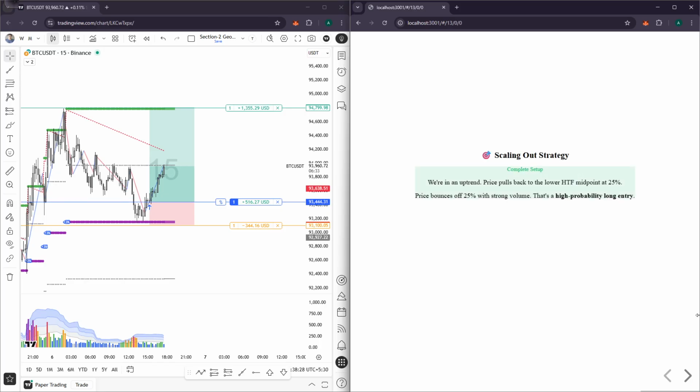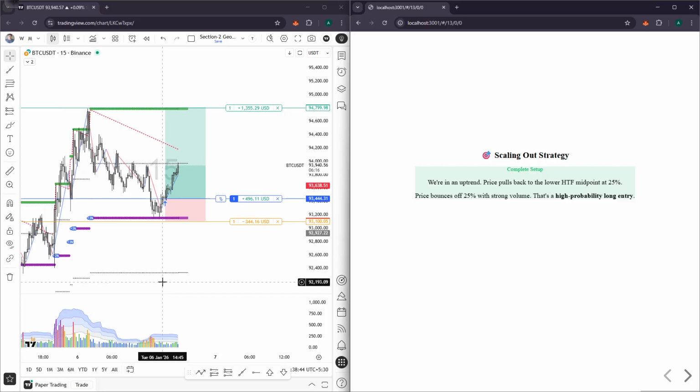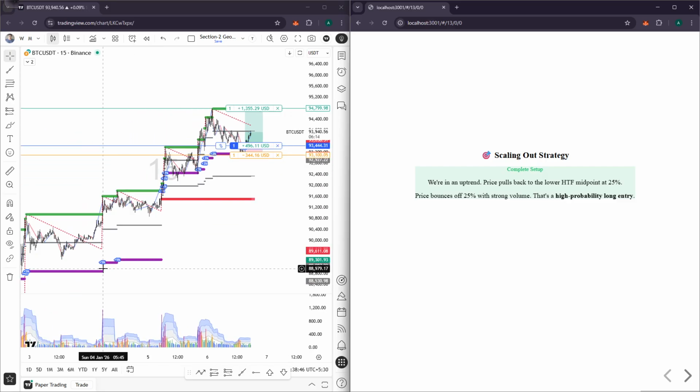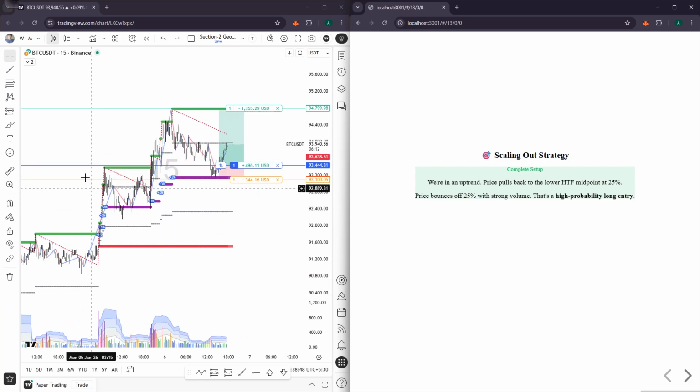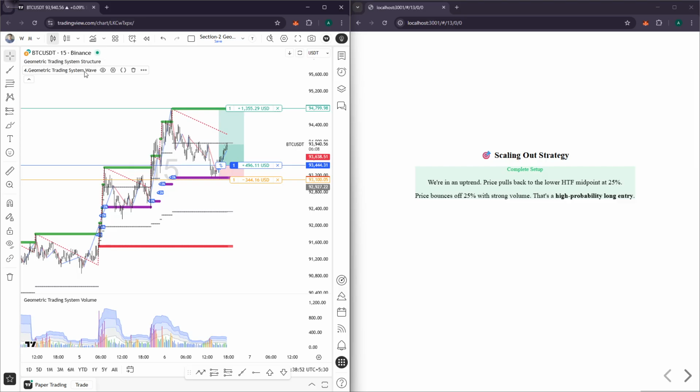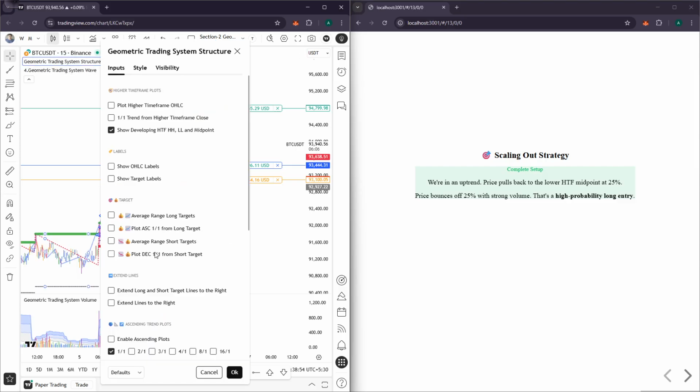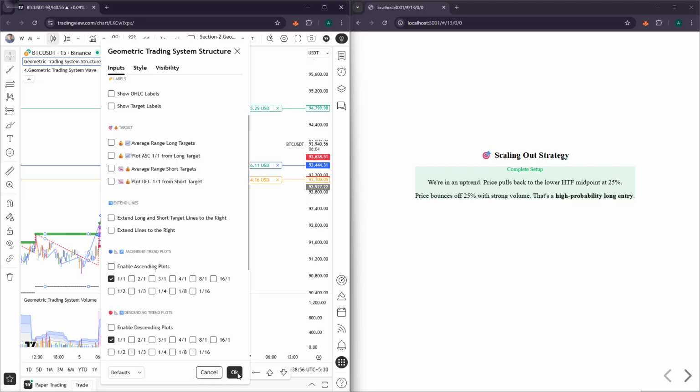Now the scaling out strategy would be: if we are in an uptrend and price pulls back to the lower HTF midpoint, and the price bounces up 25% with strong volume, that's a high probability long entry. Okay, that I've shown you. And let me disable that trend line for now, so that it doesn't distract us.